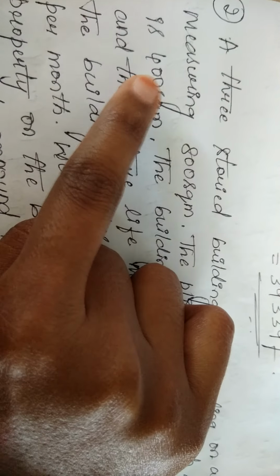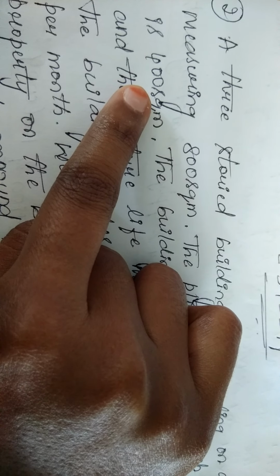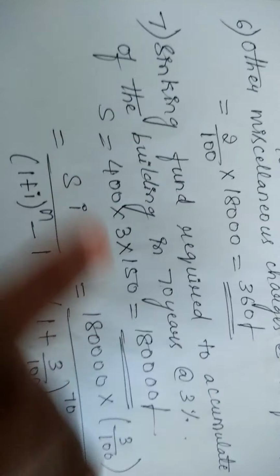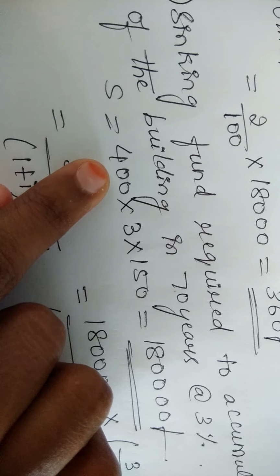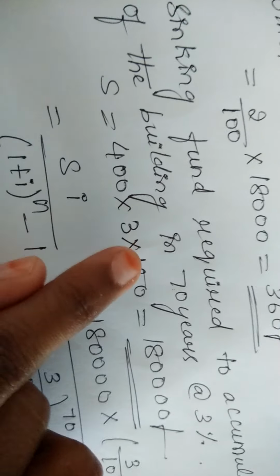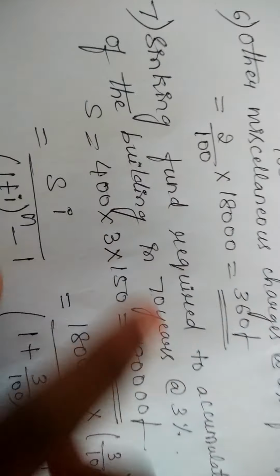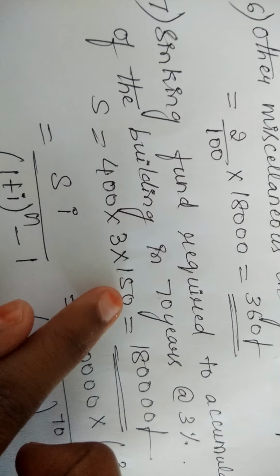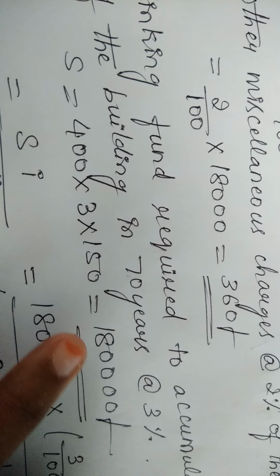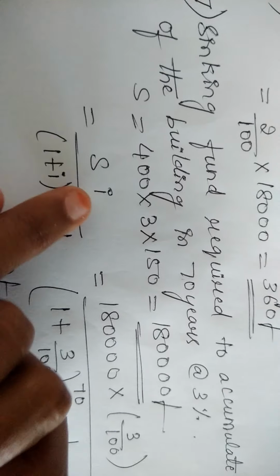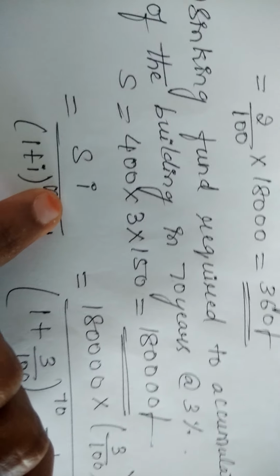In the question, the plinth area of each story is given. The plinth area of each story is about 400 square meter, and the number of stories of the building is 3. Hence, we have to take the plinth area of one story and multiply that with 3 stories into the plinth area rate. Earlier we have assumed the plinth area rate of the building as 150, so let us multiply this with 150. On simplifying, you will get a value of 1,80,000.